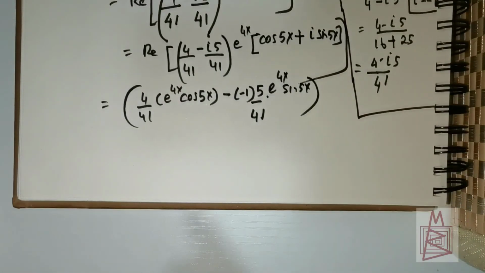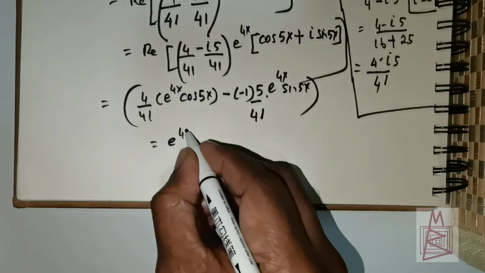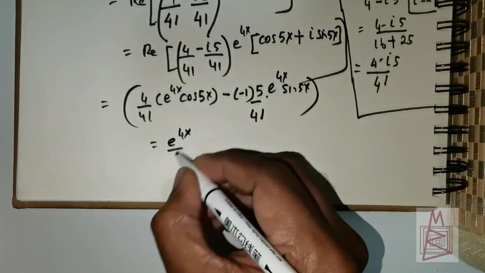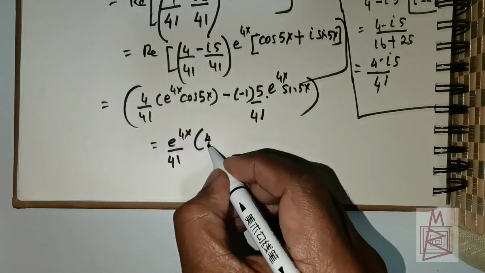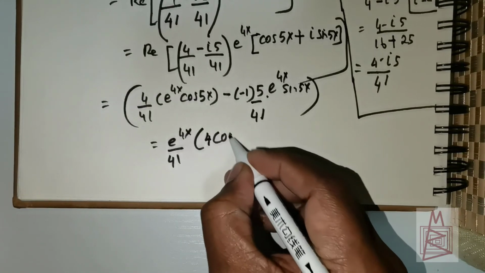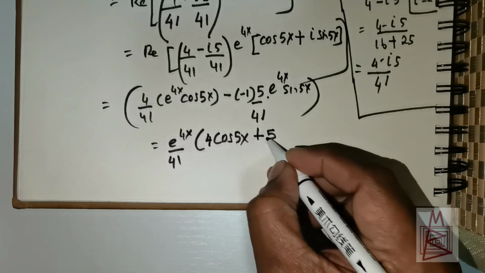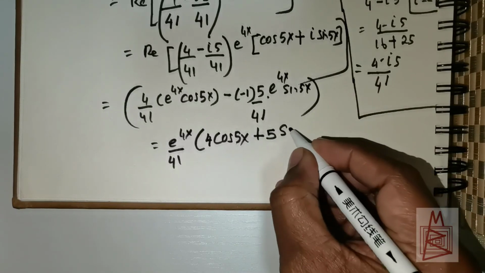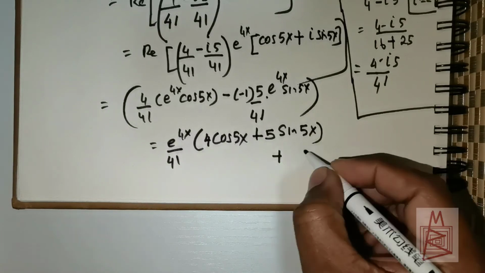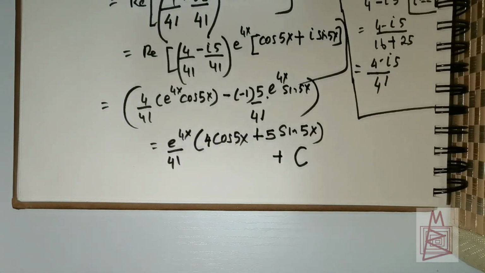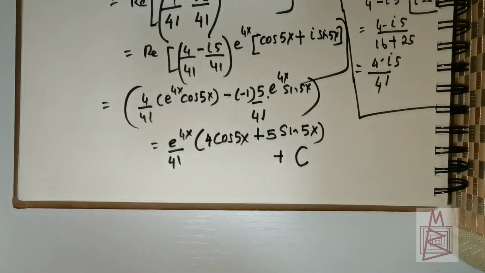Now this can be rewritten as, now e^(4x) can be taken out, 41 can be taken out, so we got 4 times cos 5x + 5 times sin 5x, of course plus the arbitrary constant. So okay, this is the real part. Okay, this completes the solution to the question.